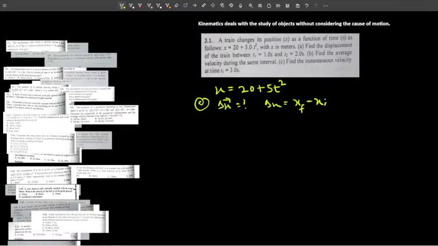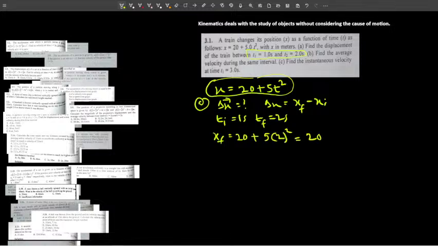We're given a time interval from 1 to 2. That means the initial time is 1 second and the final time is 2 seconds. So let's find xf and xi. xf is when t is 2. Whenever you see t in this equation, we put 2. So we have 20 plus 5 into bracket 2 squared, that's 20 plus 5 into bracket 4, which gives 20 plus 20. So my final position is 40 meters.